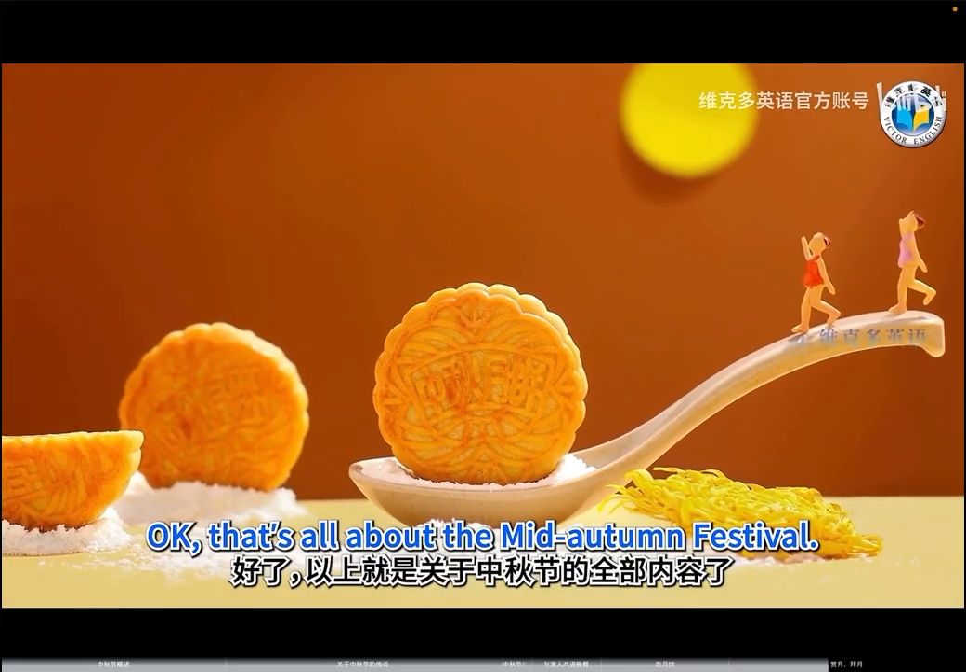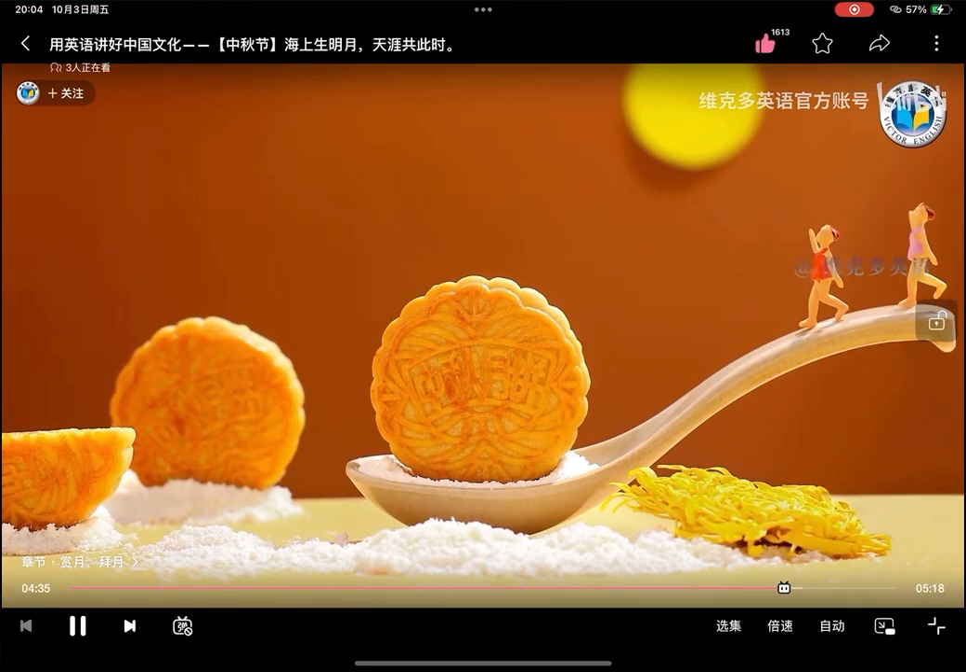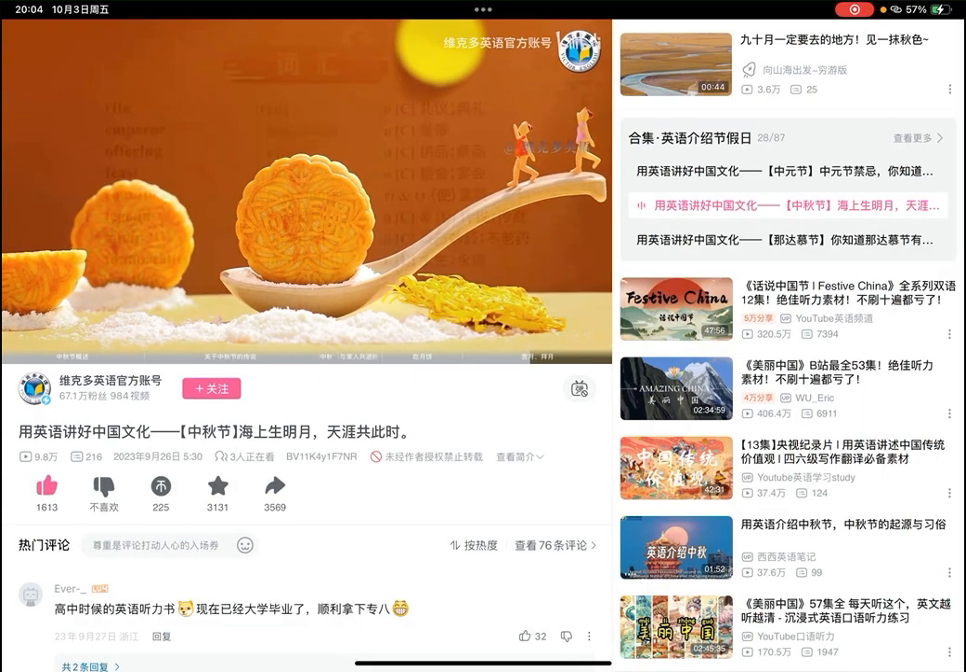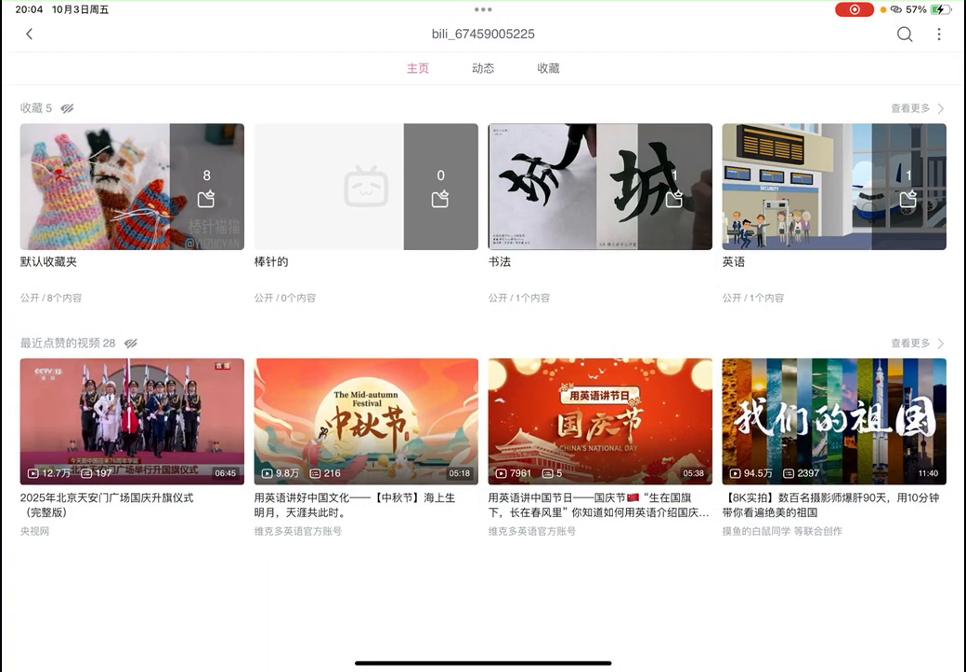Okay, that's all about the Mid-Autumn Festival. So this year, the Mid-Autumn Festival is next Monday. It's October 6th. So next Monday, I will send a message to you and wish you a happy Mid-Autumn Festival.